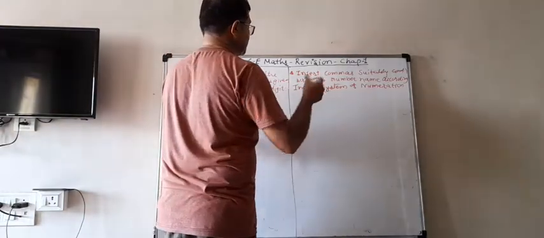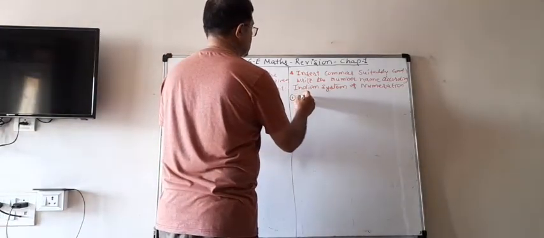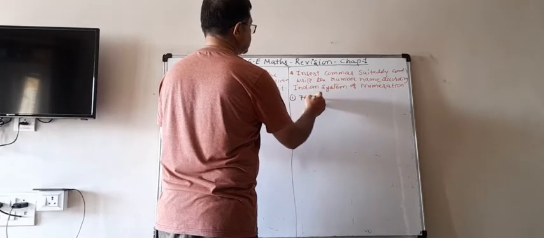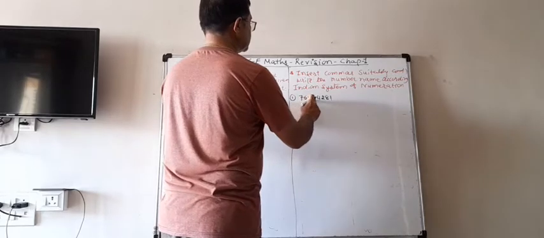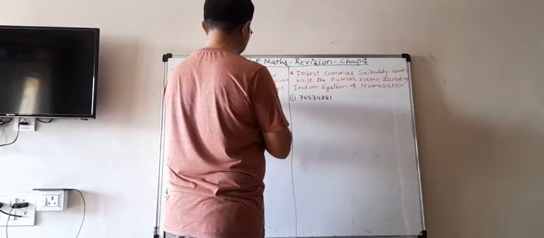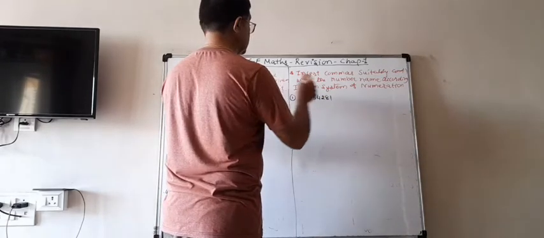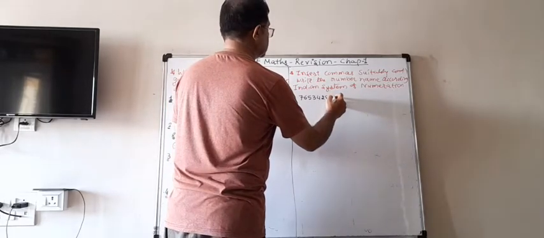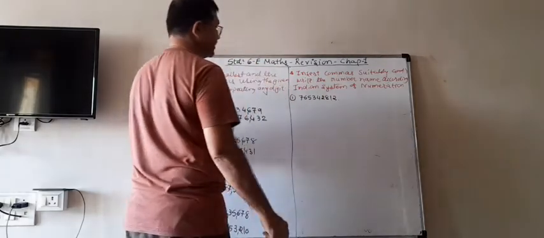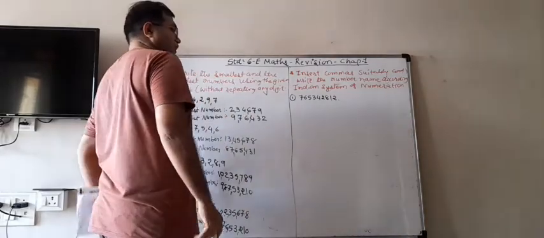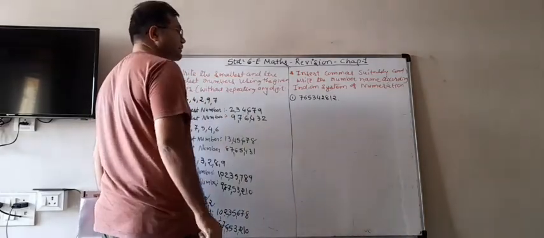The first number is 7, 6, 5, 3, 4, 2, 8, 1, and then 2 also at the last. So now we will insert the commas.